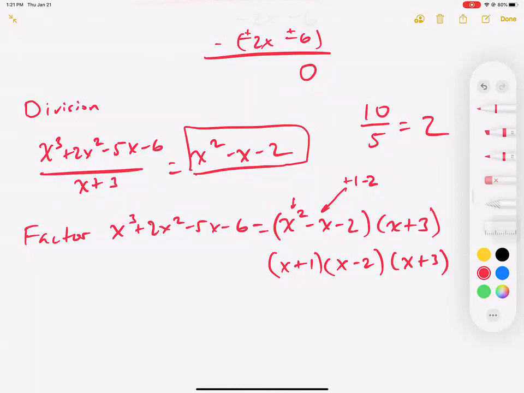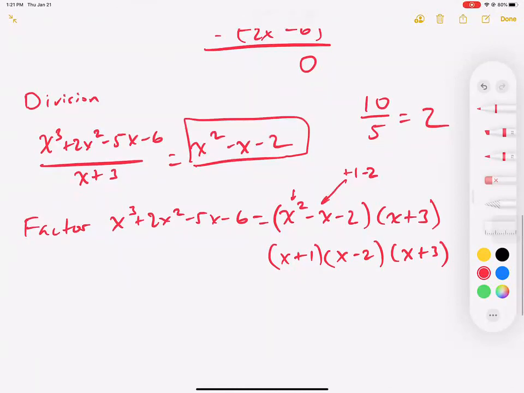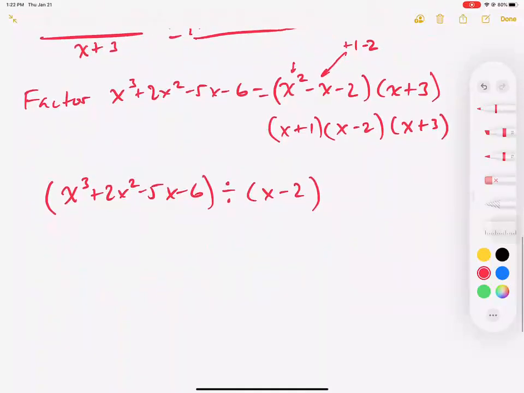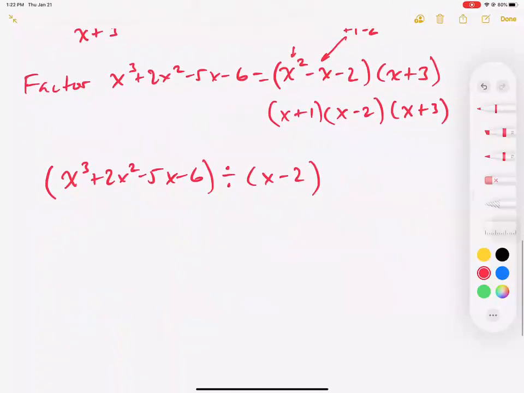Now, what if I decided to divide out by a different value? What if I chose a different factor to divide out? Let's try this now. X cubed plus 2x squared minus 5x minus 6. And we're going to divide this by x minus 2. Okay, we're going to do x minus 2 and see, do we end up with the same results in the end? So let's go set it up. Long division, x minus 2 in the front, x cubed plus 2x squared minus 5x minus 6.